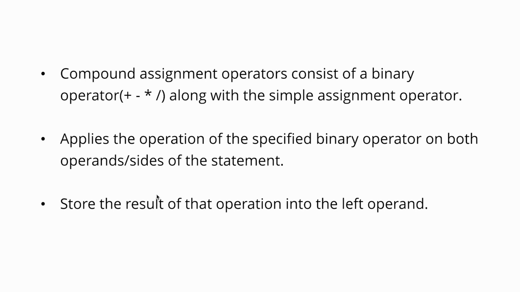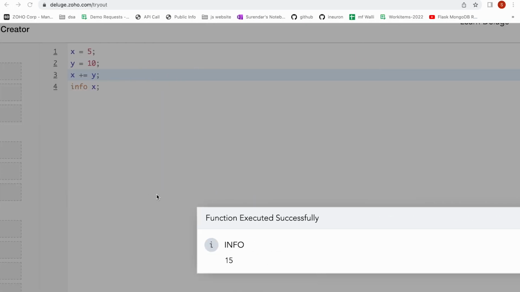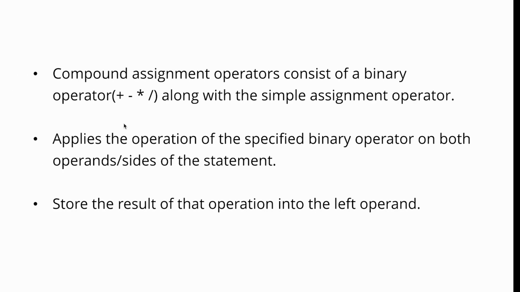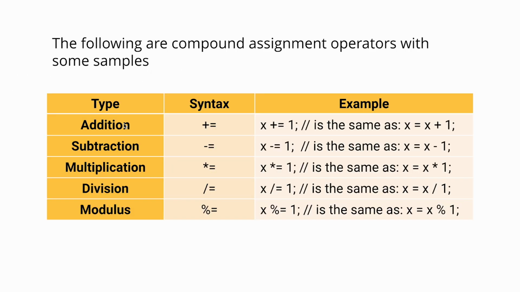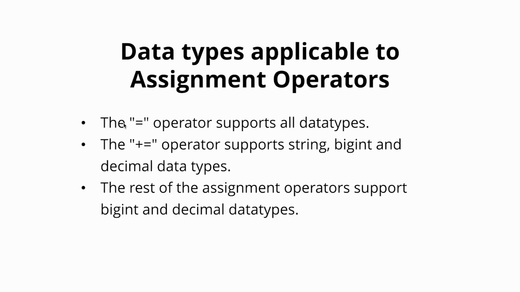So the left hand value will actually perform all the arithmetic operations and assign itself with the right hand value. As we have seen here, when we say x plus equal to y, the value of y is actually added to the value of x, and we are providing the result. And these are the types of compound operators which are available: plus equal to, minus equal to, multiplication equal to, division equal to, and modulus equal to.